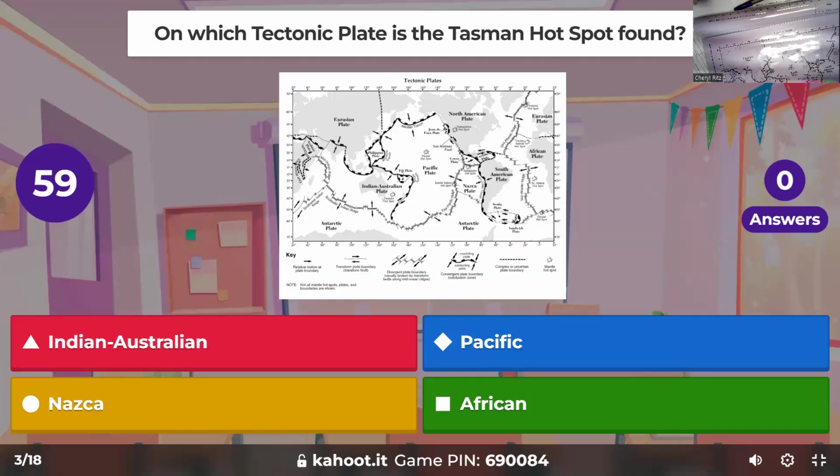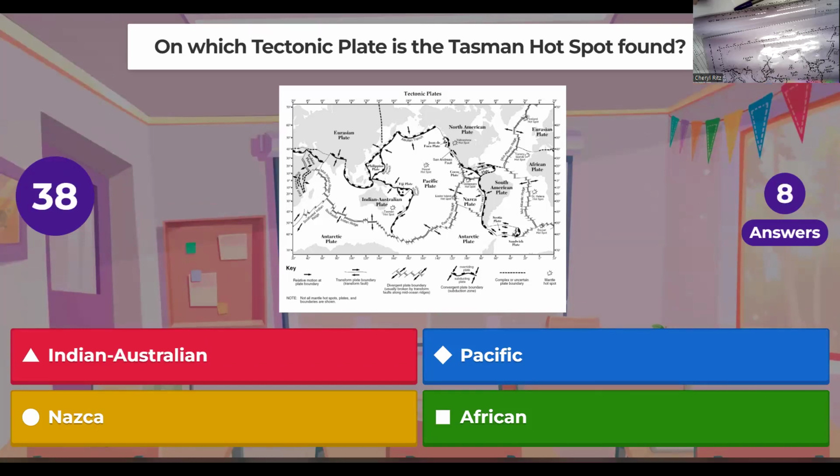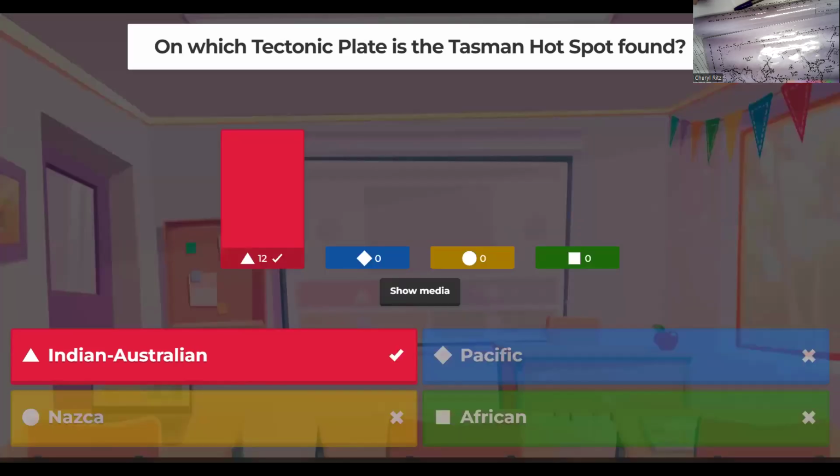Which tectonic plate is the Tasman hotspot found? Again, you have a minute, so take your time. Can you move the camera? Why do you care how many answered? Oh, if you're first. How many times? I don't remember. This is either the 14 or the 21 one. I don't remember which one I picked. Oh, I think there was an 18 one. Oh, goodness sakes, we got it. No, you didn't.